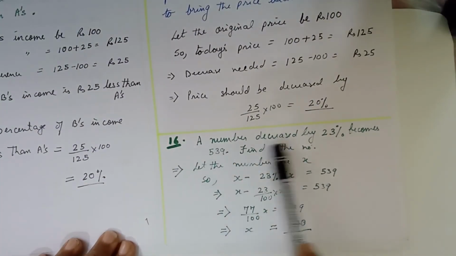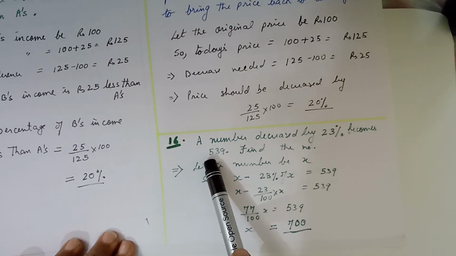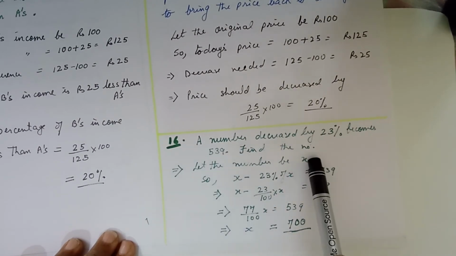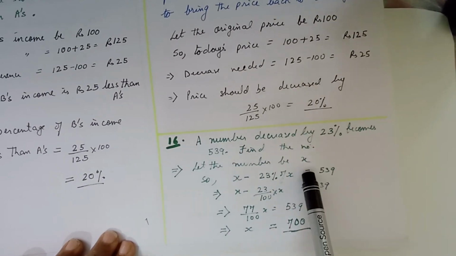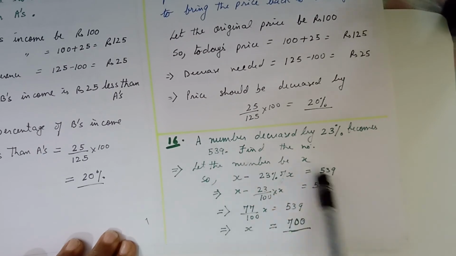A number decreased by 23% becomes 539. Find the number. So let the number be x. You are decreasing the number by 23%. So 23 by 100 into x, and then it becomes 539.